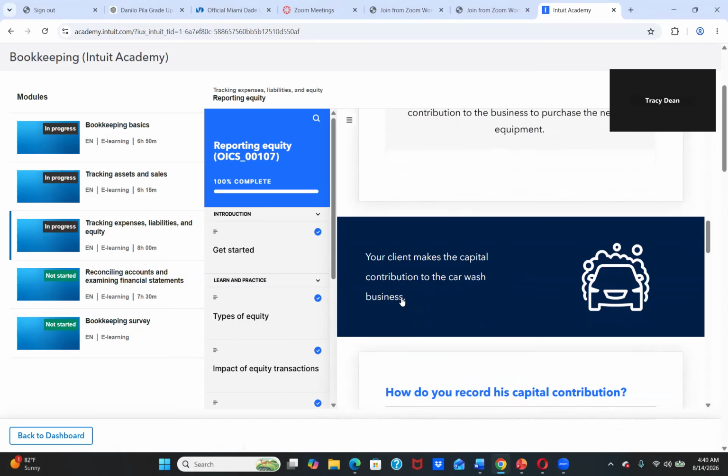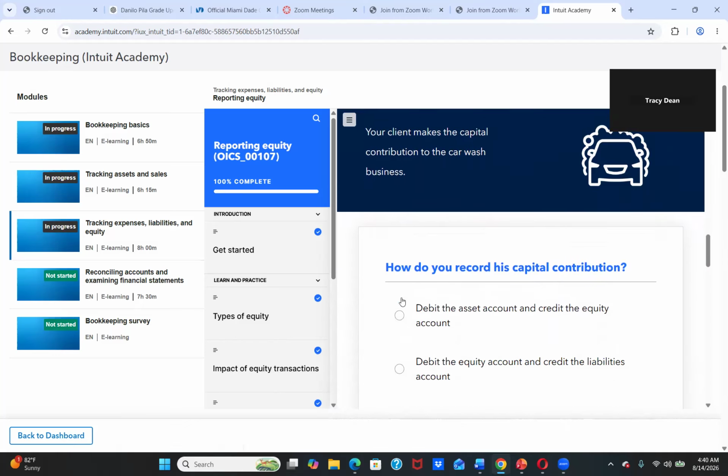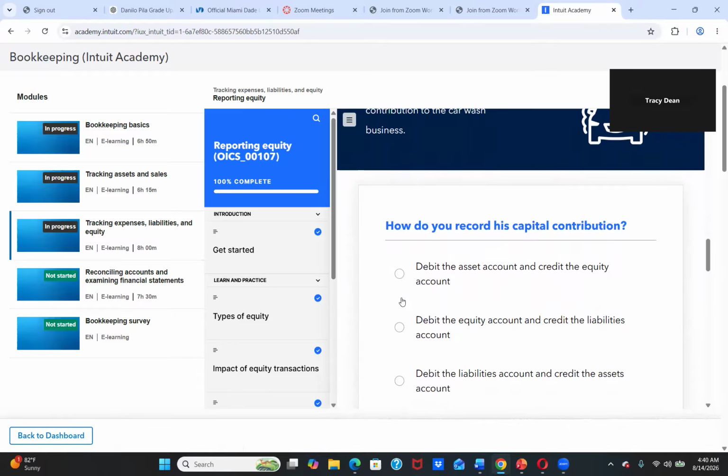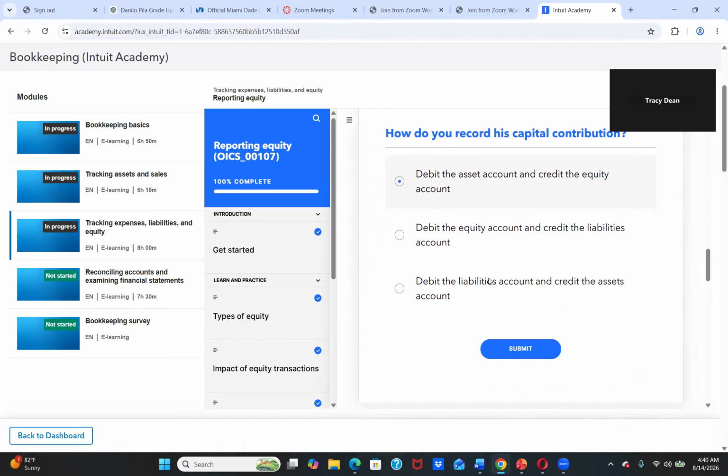So he makes a capital contribution to the car wash business. How would you record his capital contribution? How would you do that? Money's coming in. So we would debit the asset account and also credit the equity account. And then we submit.